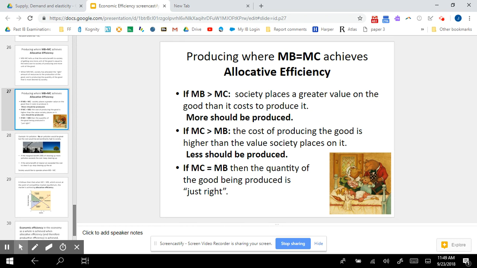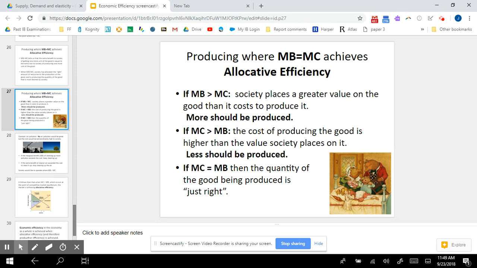So producing where MB equals MC achieves allocative efficiency. If marginal benefit was greater than marginal cost, society places a greater value on the good than it costs to produce it. More should be produced. As in cleaning up the beach, if you remember, the students told me to keep on cleaning up the beach if they felt that the benefit exceeded the cost to do so.